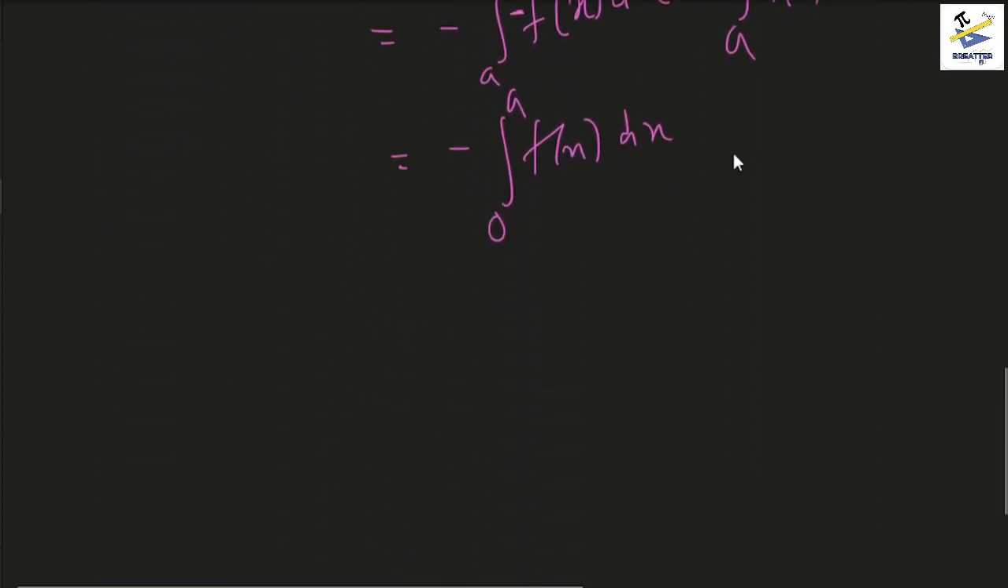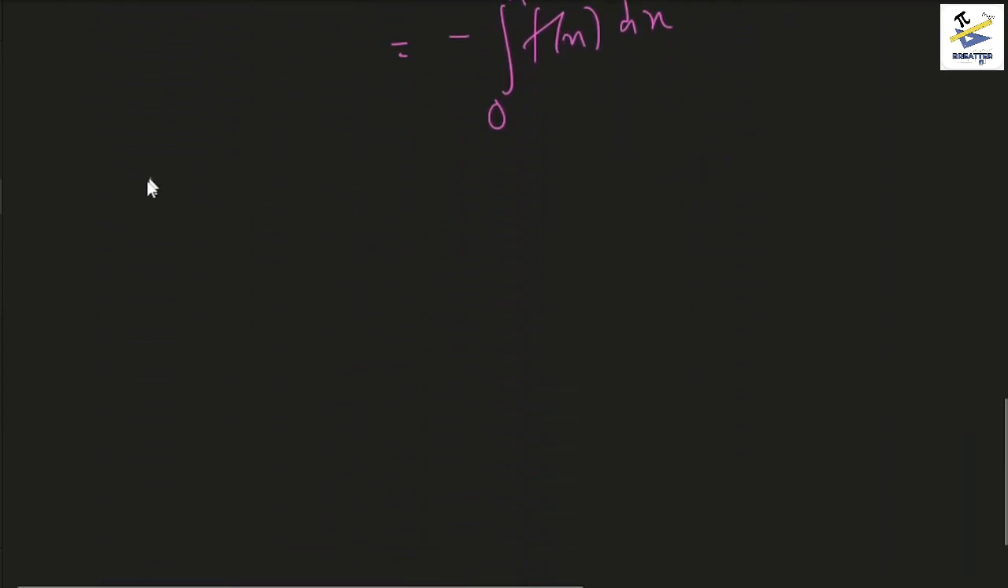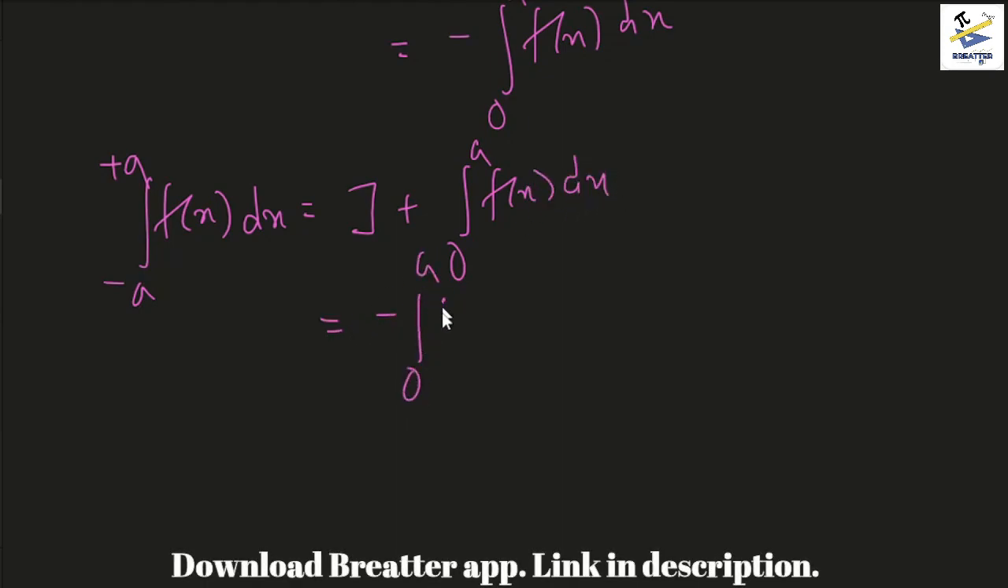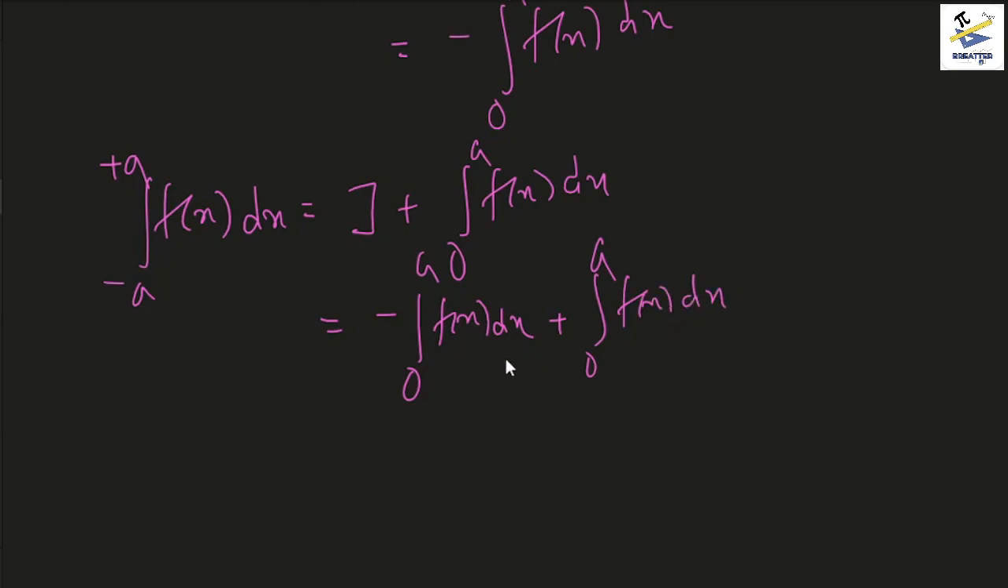0 to a f x dx, and J turned out to be minus 0 to a f x dx, and these two integrals are the same, and they cancel out, minus and plus. The answer is 0, which is the answer in the case of an odd function.